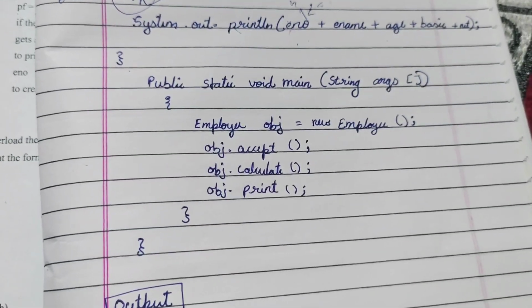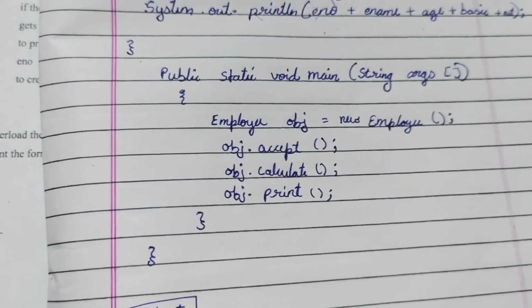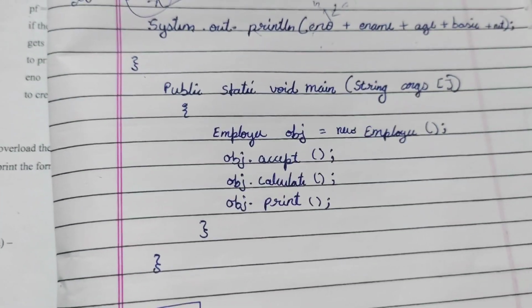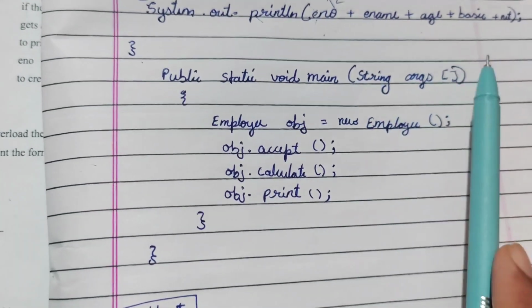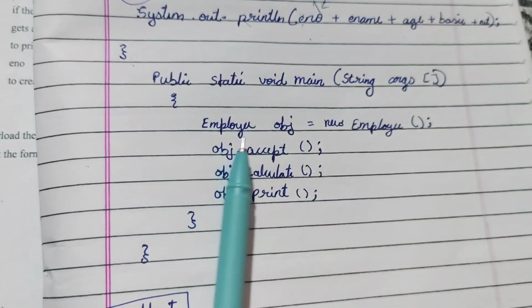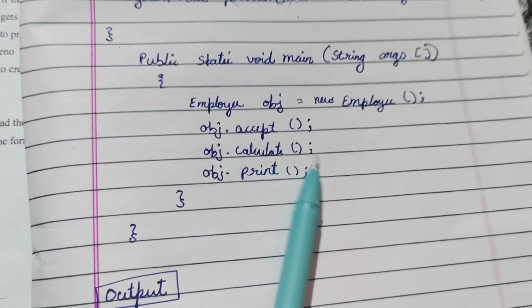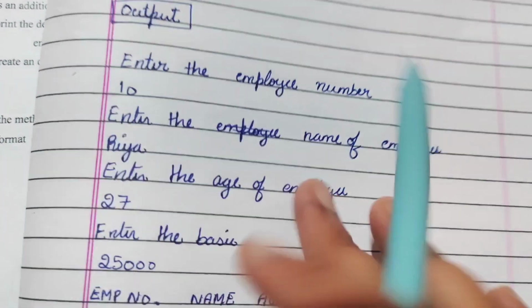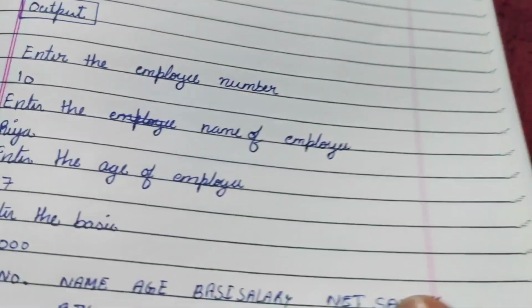Then public static void main, String args. This is the usual pattern you would know. If you know at least the basics of the program, you can write this program and get 15 marks. Public static void main, String args, then Employee object equal to new Employee, object dot accept, object dot calculate and object dot print, close, and write the output.